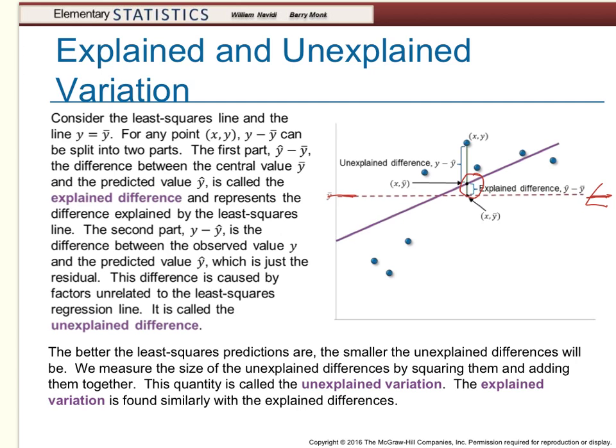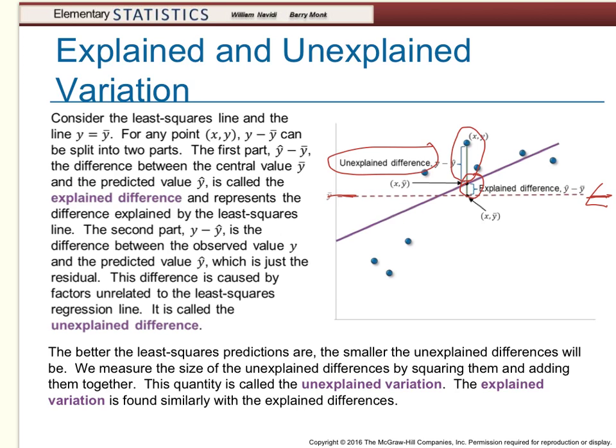The residual. It is the difference between the observed value y and the predicted value y hat, which is just the residual. This difference is caused by factors unrelated to the least square regression line and is called the unexplained difference. This distance over here is the unexplained difference, the residual difference. The better the least square predictions are, the smaller the unexplained differences will be.